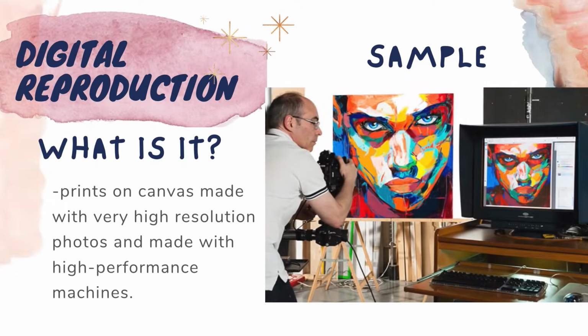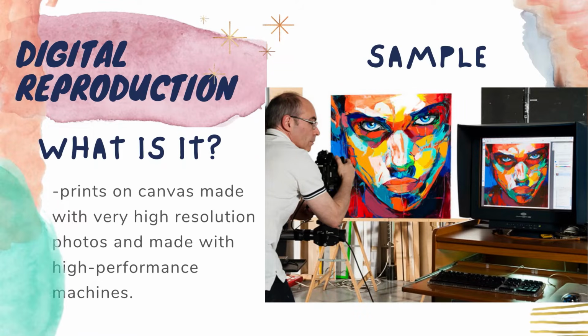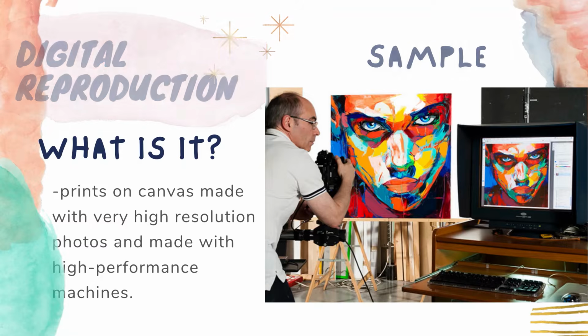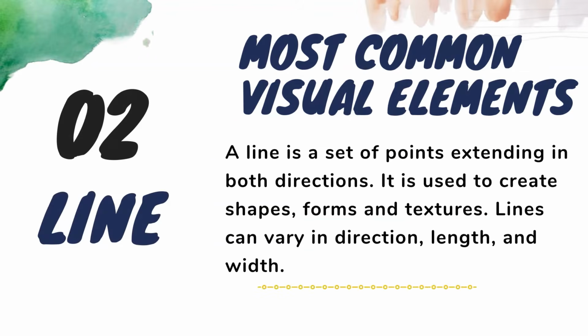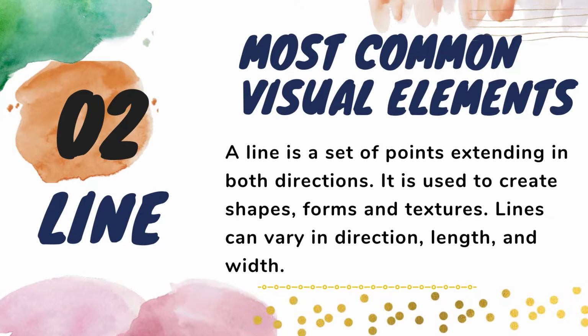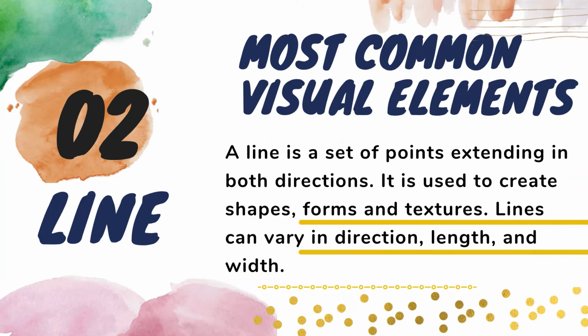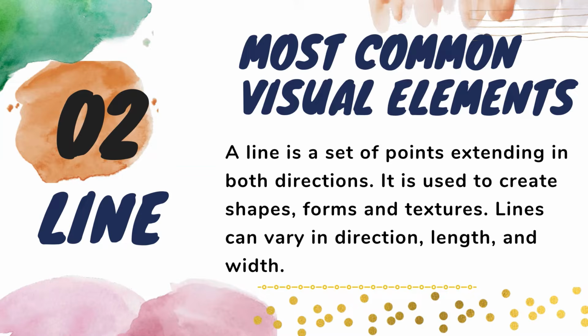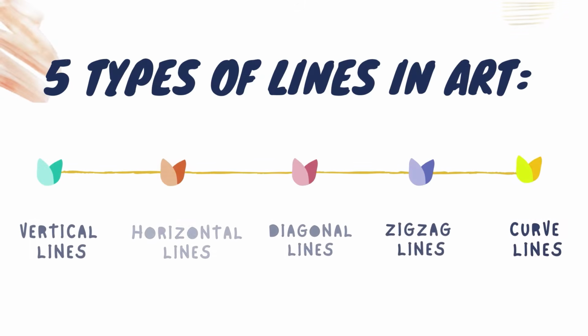What is digital reproduction? Digital reproduction are prints or canvas made with very high resolution photos and made with high performance machines, like this example. Now, what are the most common visual elements? A line is a set of points extending in both directions. It is used to create shapes, forms, and textures. Lines can vary in direction, length, and width.